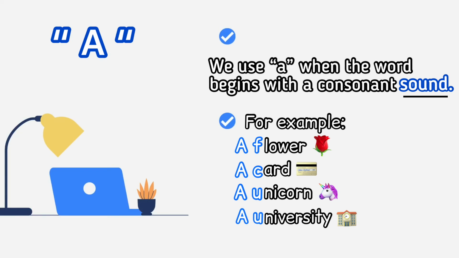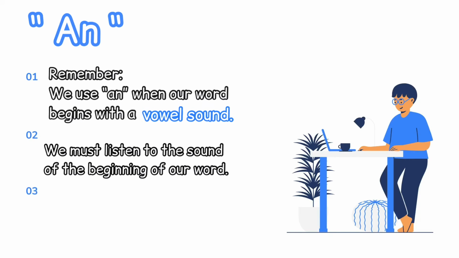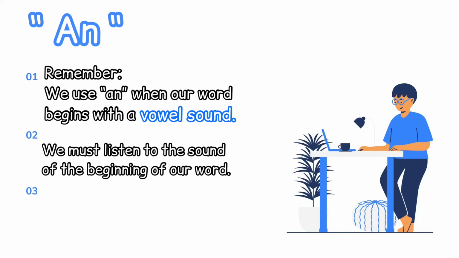Another example, we can say a university. Well, as you can see, university starts with a vowel, but it starts with a consonant sound. So, we must use a. We can say a university. Alright, let's move on to the next step.